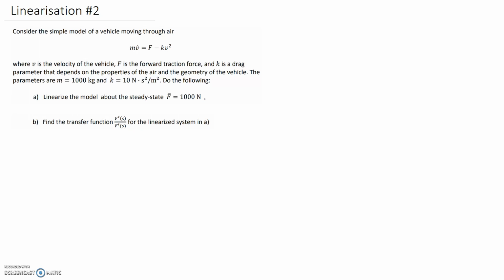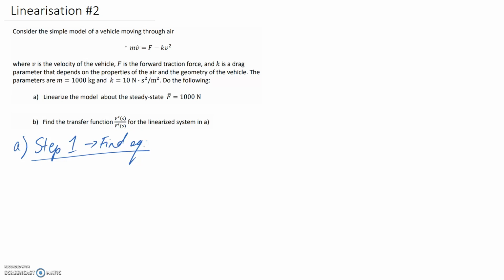And then once we've got that, we want to turn it into a transfer function with the V dash and F dash. Remember, the dash is deviations from steady state for our system. So let's start with A, and that is to find our equilibrium position. So at equilibrium, what we know is that all of the time derivatives are going to be equal to 0. Okay, they're not changing over time.